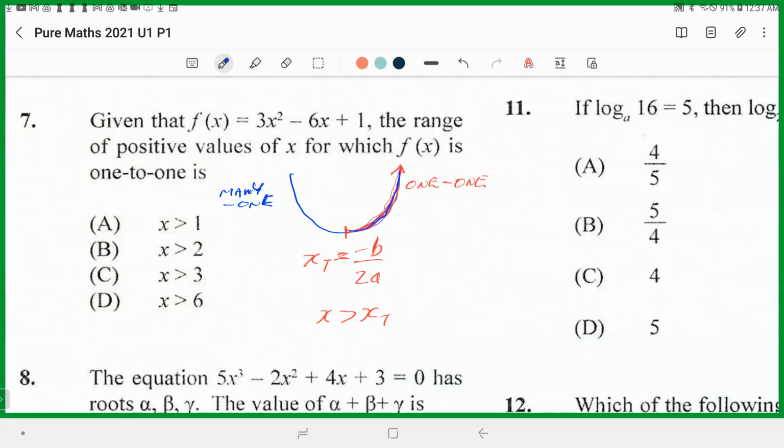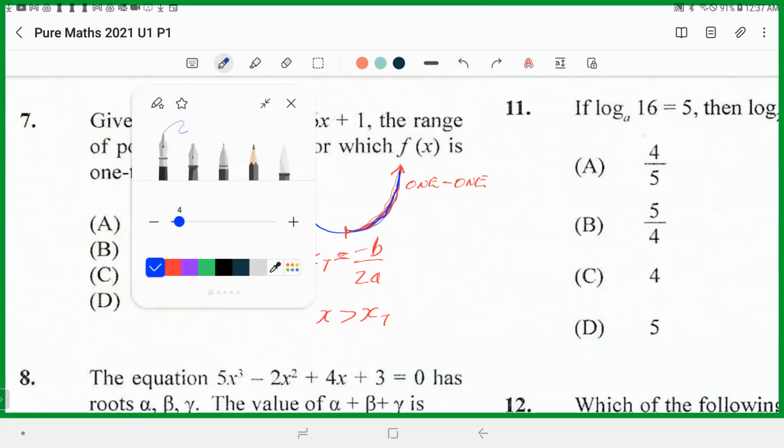So when you have a quadratic function, if it's going to have an inverse, you have to restrict the domain and make it 1 to 1. And one way to do that is to cut off half of the graph. So you restrict the domain. So what is this x value at the turning point? Minus b over 2a. Let's work it out right here.